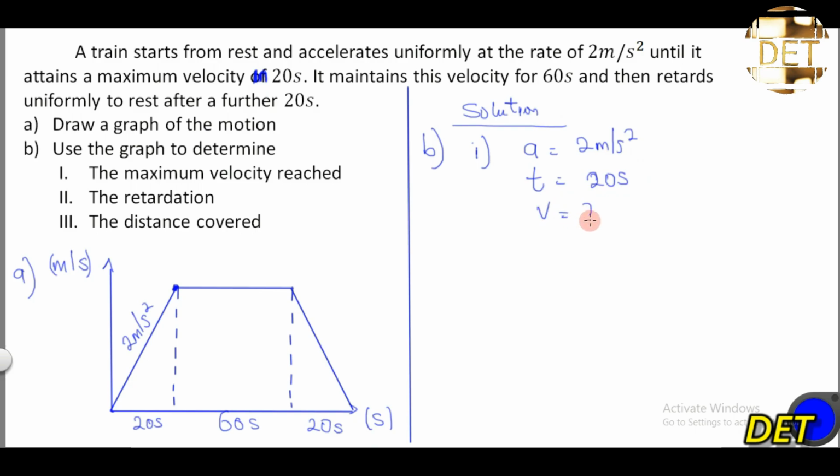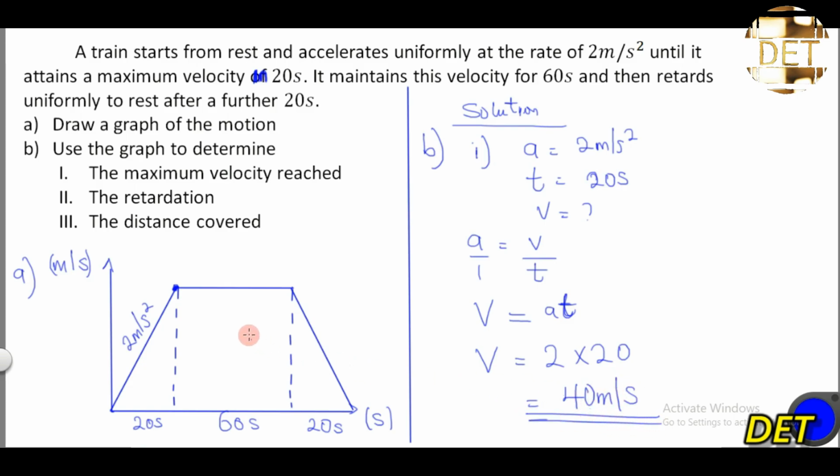So we should know that acceleration is equal to velocity over time. So since we're looking for velocity, we can cross multiply, right? So velocity will be equal to V times 1 will give us V, a times t will give us at. So velocity is equal to acceleration times time. So my velocity will be equal to, acceleration is 2 meters per second square times the time is 20 seconds. So 2 times 20 will give me 40 meters per second, right?